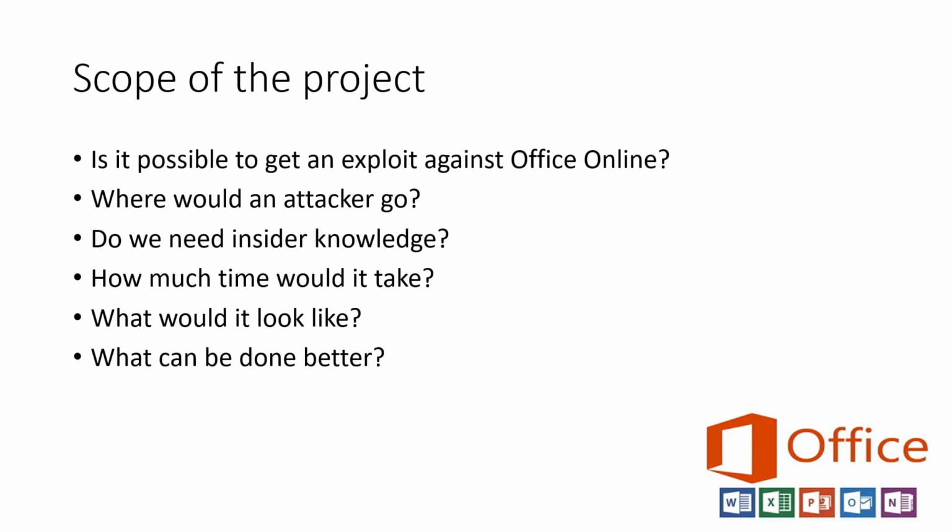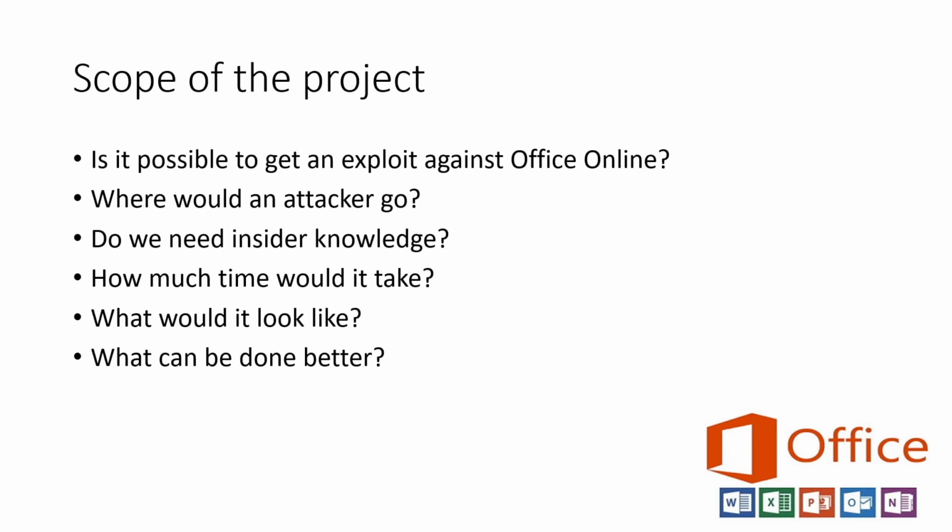Then the next question would be, how would one do that? How much time would that take? Would we need things like, I don't know, symbols, insider knowledge, insider information? That's an interesting question. And then in the end, if we ever manage to exploit a vulnerability, what can be done better to make Office Online a harder target for exploiters? So you see, several questions that needed some answers.